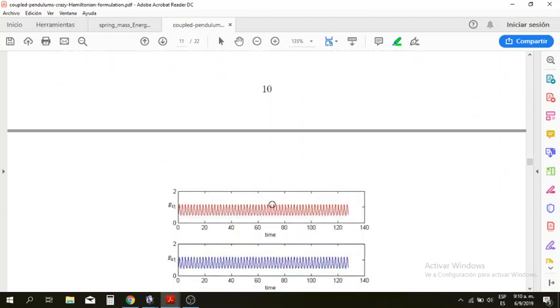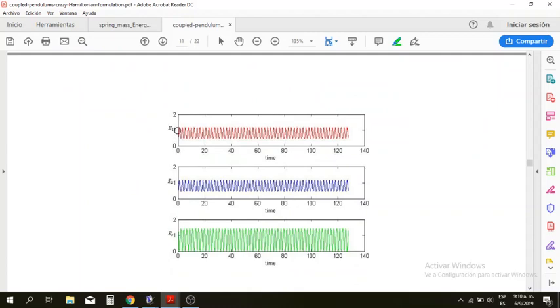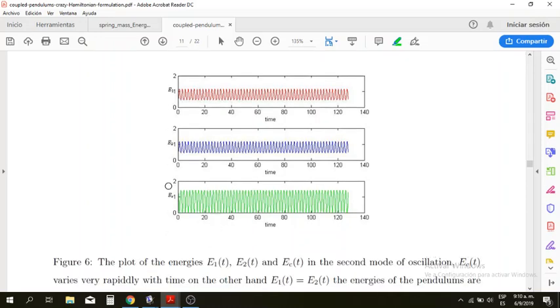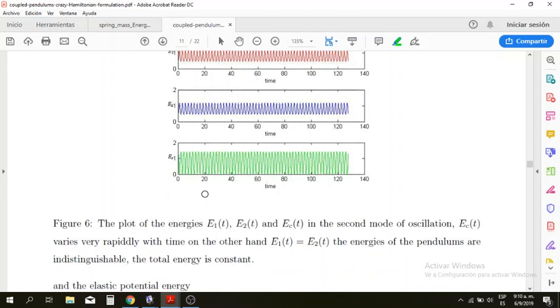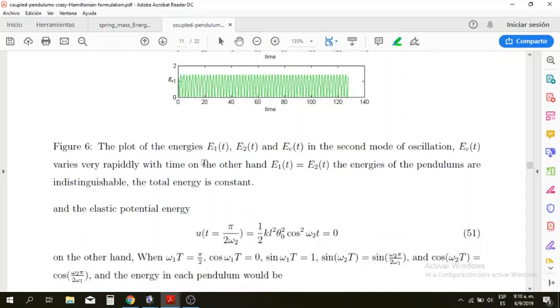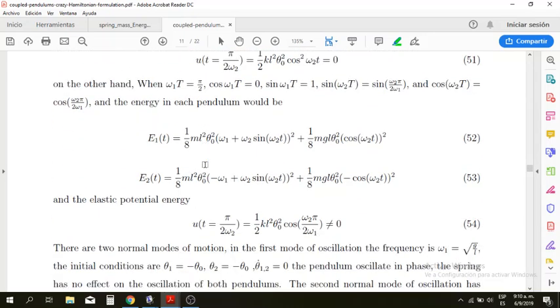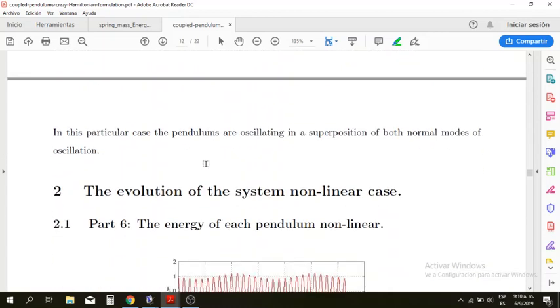The energy is very interesting. Look, the energy of the first pendulum, the energy of the second pendulum, and the energy of the coupling. The maximum amplitude of the energy of the coupling is larger than the maximum amplitude of the energy in either of the pendulums. It's very important to tell you that the sum of these three energies is constant in this case, and in all the cases I will show you in this video. Let's move on to the next case.